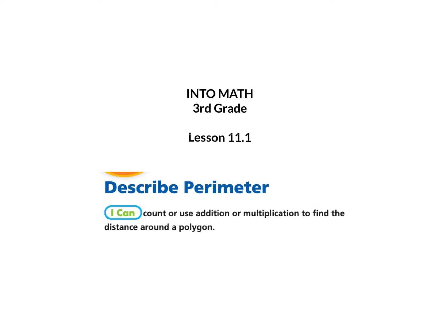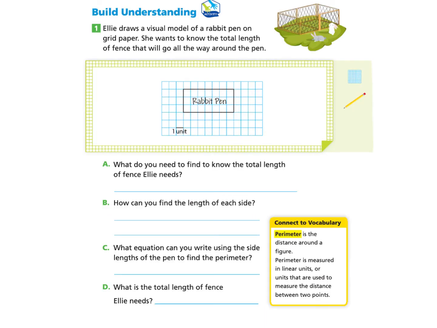This is Into Math 3rd grade, lesson 11.1, Describe Perimeter. I can count or use addition or multiplication to find the distance around a polygon. Please gather your workbook and a pencil and turn to page 304. If you need to pause at any time, you may. We will begin under Build Understanding Part 1.